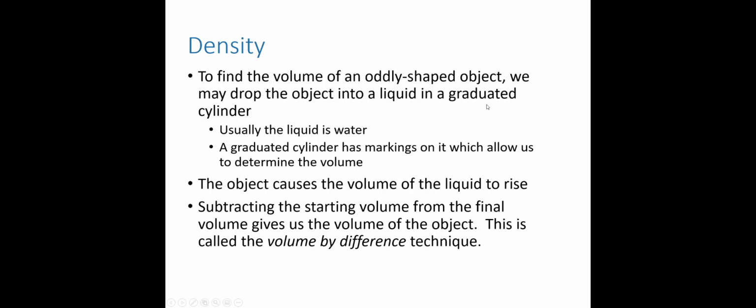To find the volume of some objects with standard shapes, all we have to do is use a formula. So, for example, if we're trying to find the volume of a cylinder, we know that the volume of a cylinder is simply the area of its base, which is pi r squared, times its height. Or if it's a cube, it would be the length of a side cubed. But what if we're trying to find the density of something with a very odd shape?